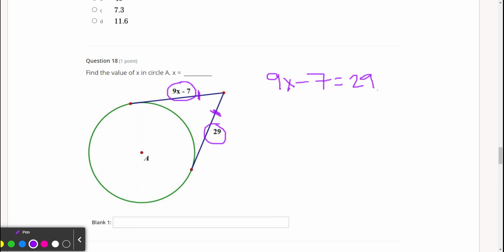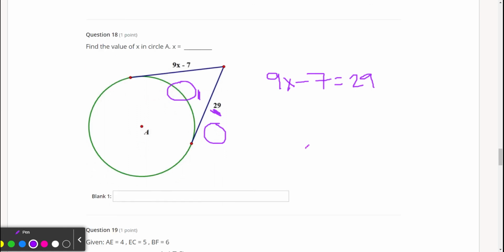What? 4? Hold on. Did you add 7 or subtract 7? Yes, I mean, 4.